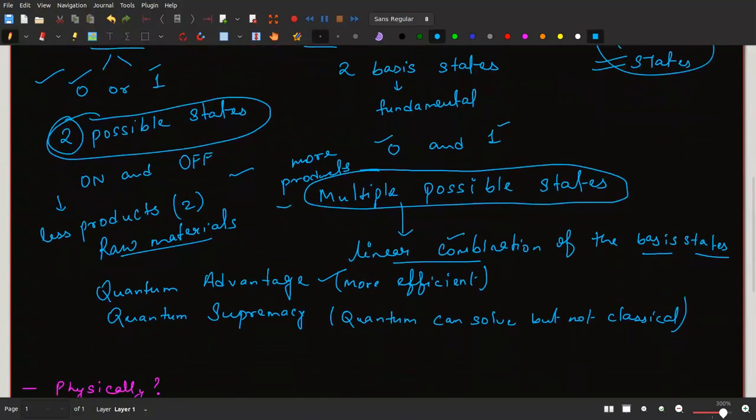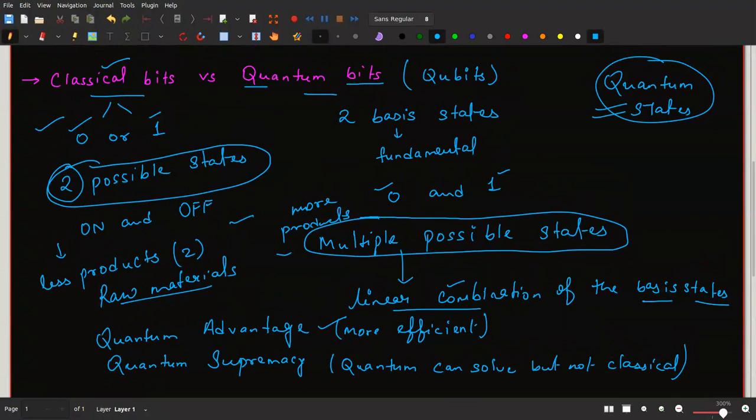Now next, let us understand what it means physically. Whatever I explained, this linear combination, is a mathematical thing that we are going to understand in the next lecture. And overall, in words I explained that here two possible states are there and here multiple states are there. This everything is a mathematical definition and discussion. But when I'm talking about physically, one computer I'm going to have, right? We are going to have hardware. So how will that hardware get implemented? That is the question.